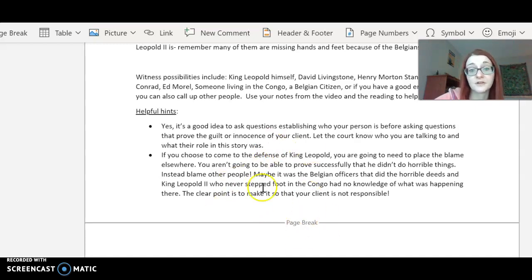I put down some helpful hints. It's a good idea to ask questions establishing who your person is before asking questions that prove the guilt or innocence of King Leopold. Okay? Let the court know who you're talking to and what their role in the story was. So you don't just want to ask a Congolese person who cut off your hand, right? You should lead up to that question, right? Like, so what was your role in the colony? Oh, I was a rubber worker. My job was to collect rubber, right?